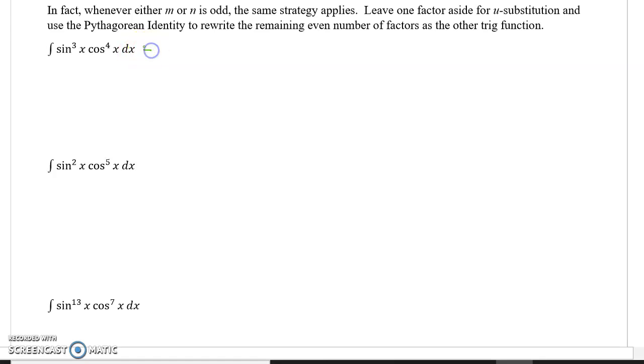So if we save one of those factors of sine of x for the u substitution, and then the leftover even number of factors will be converted using the Pythagorean identity, then it doesn't matter how many cosines of x we have floating around. They'll just get added on to the cosines of x that are here. What I mean by that is we'll still go ahead and convert this to a 1 minus cosine squared of x.